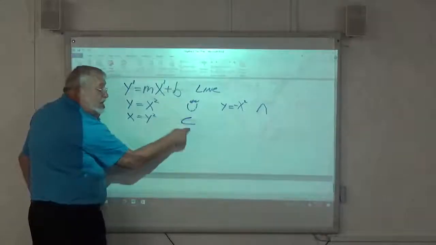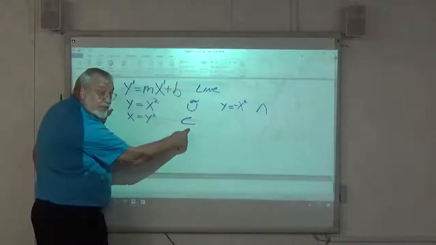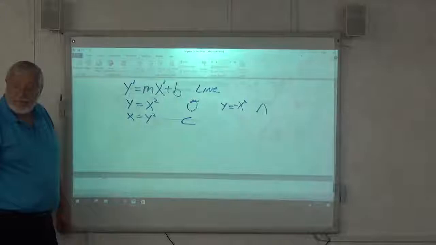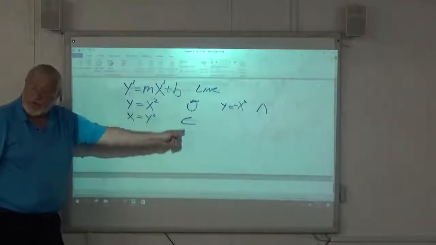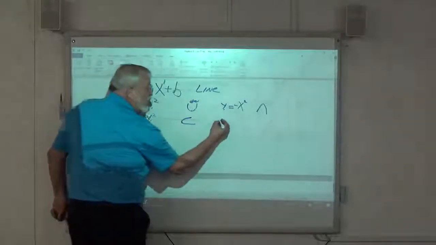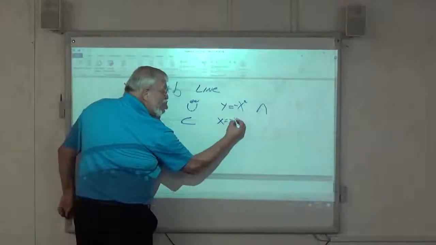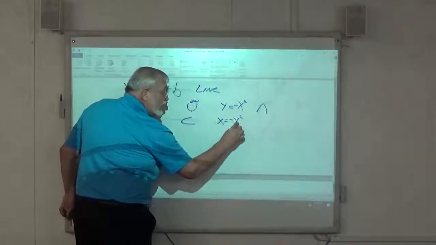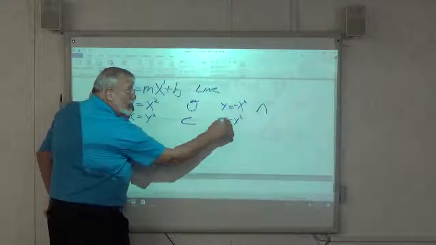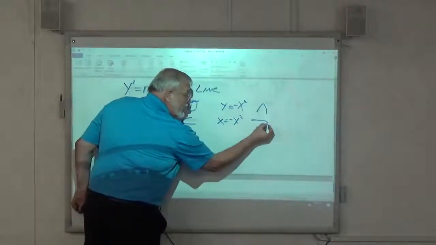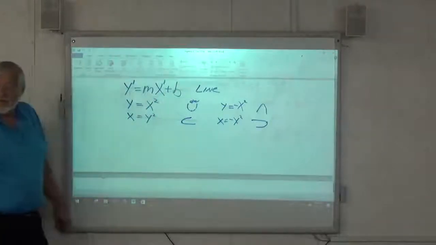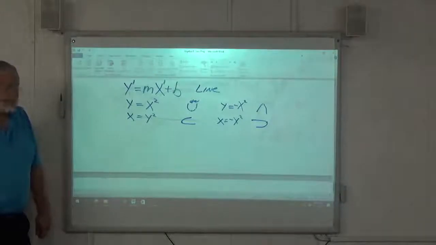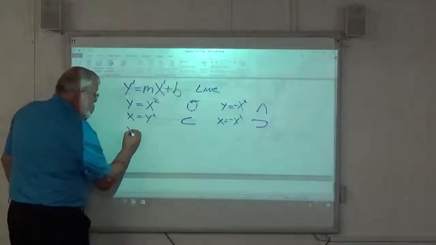Now, this is a function. This is not a function, because it doesn't pass the vertical line test. And so what would x equals negative y squared look like? It's going to open toward the negative. It's going to open like this. Okay? All right.